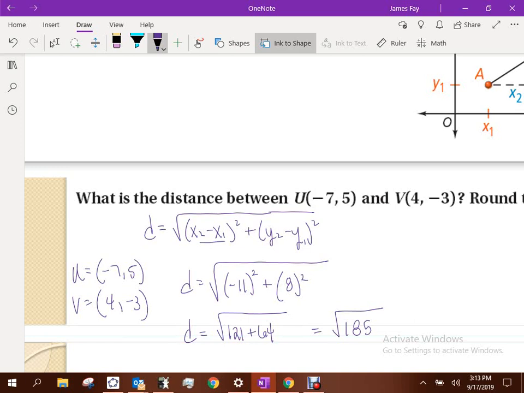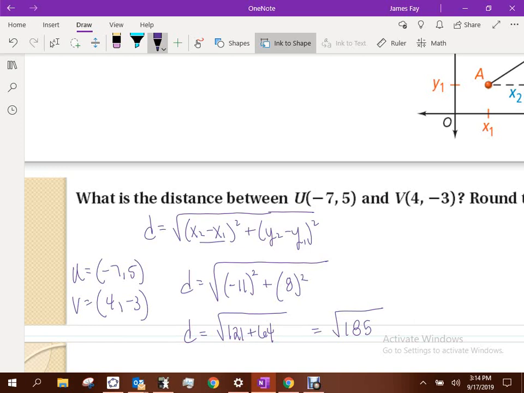What if I go 4 minus negative 7? What's 4 minus negative 7? Careful. It's positive 11. But think about squaring it. If I square positive 11, do I still get the same thing that I got when I squared negative 11? Still get the 121, right? So the order that I subtract them doesn't matter. If I go negative 3 minus 5, now I get negative 8. But if I take negative 8 squared, do I still get the 64? So when you do subtraction of your x's and your y's, it doesn't matter the order.